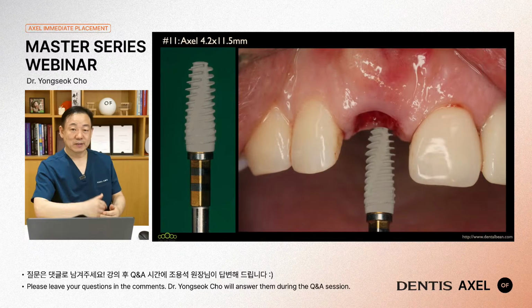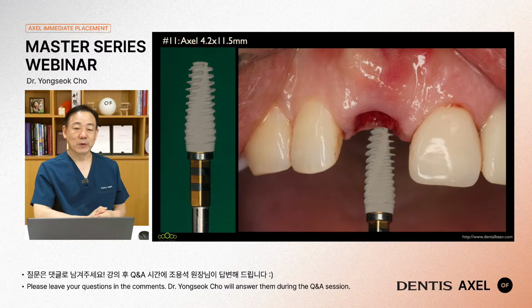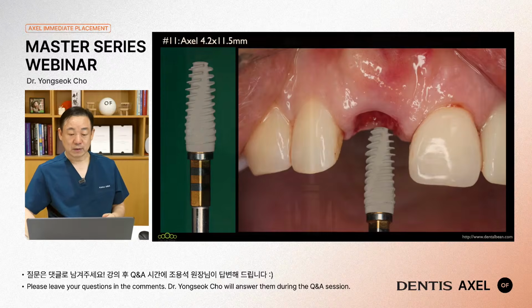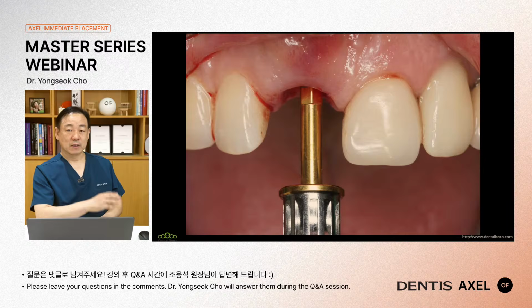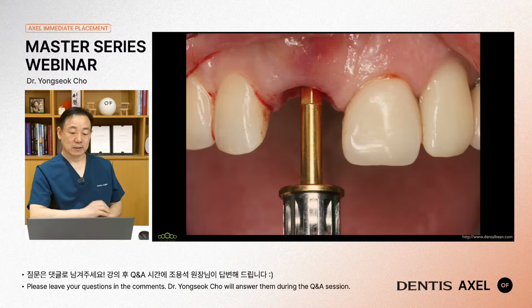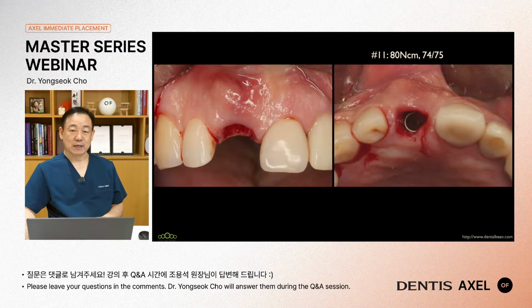Like this. Here, I chose XL 4.2 by 11.5 millimeter long. Okay, and it was placed sufficiently deeply. Okay, 5 millimeter deep from the mid-facial gingival margin. Okay, strong primary stability I can get. Okay, this is the advantage of using XL implant.